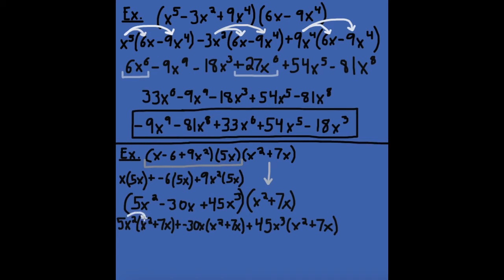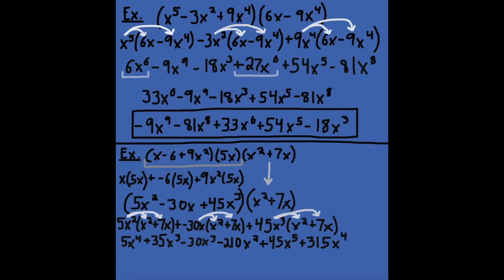5x squared times x squared is 5x to the fourth. 5x squared times 7x is 35x cubed. Negative 30x times x squared is negative 30x cubed. Negative 30x times 7x is negative 210x squared. 45x cubed times x squared is 45x to the fifth. And 45x cubed times 7x is 315x to the fourth.